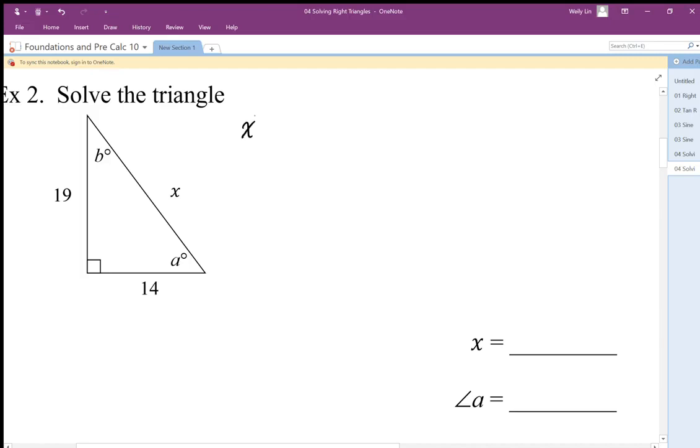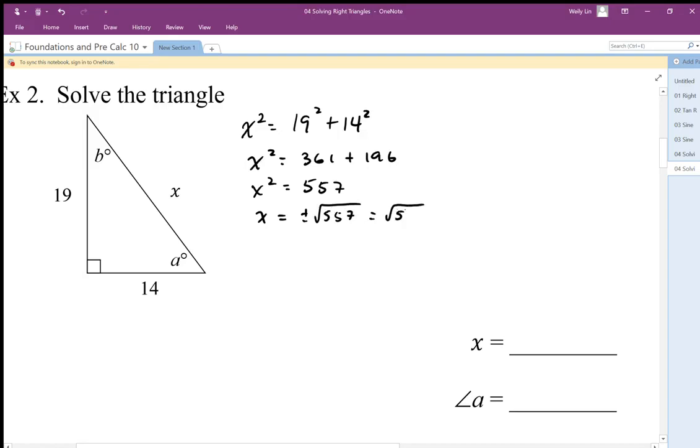So first things first, I'm going to solve for x. I know that's the long side, so the hypotenuse. So I'm going to add the squares of these two sides. When I work that out, I get 19 squared and 14 squared. Okay, so 361 plus 196. Okay, so I get this. The x squared is 557, so x equals the square root of 557, and so we're just going to use square root 557.